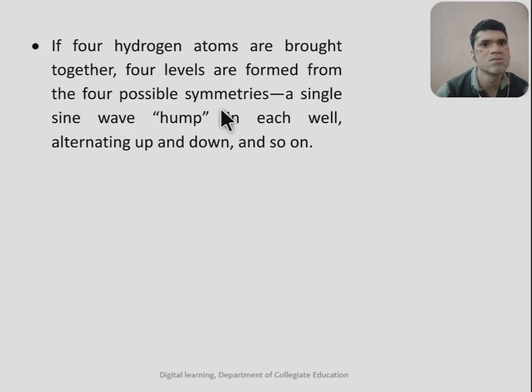That is, four possible symmetries arise, with a single sine wave hump in each well, alternating up and down, and so on. That means if these atomic orbitals are in the form of waves, when waves combine, they can give rise to four types of waves. In one wave the hump will be like this, in the second wave like this, and so on. Different combinations of the four waves give four molecular orbitals in this case.